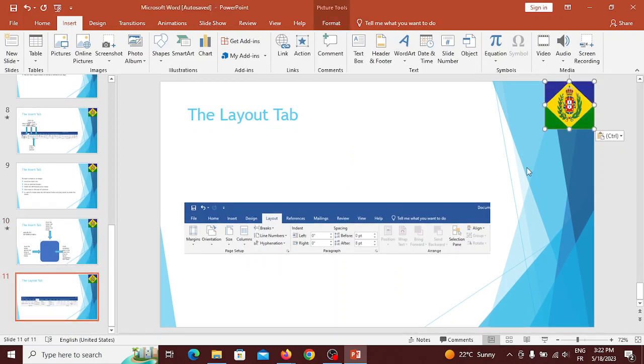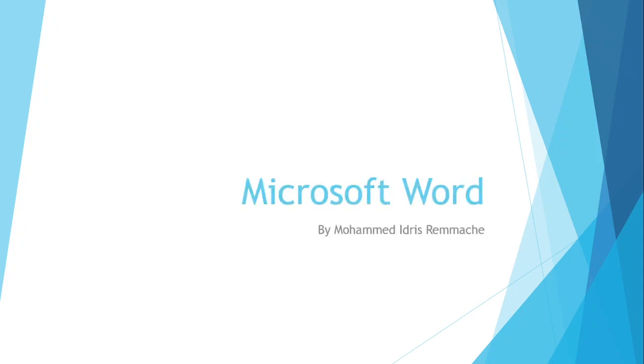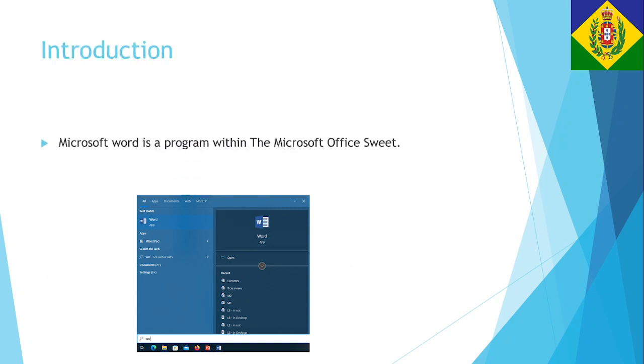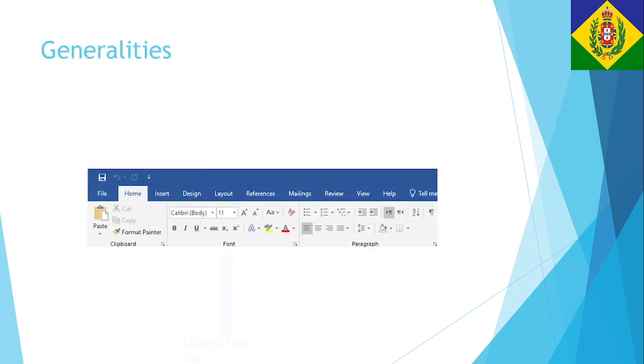Okay, so now let's try and run this in its full screen view. First we got the title, which is Microsoft Word, and now we have the contents. Let's move on with the presentation.